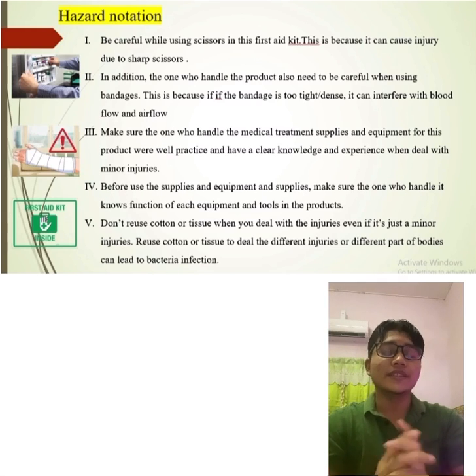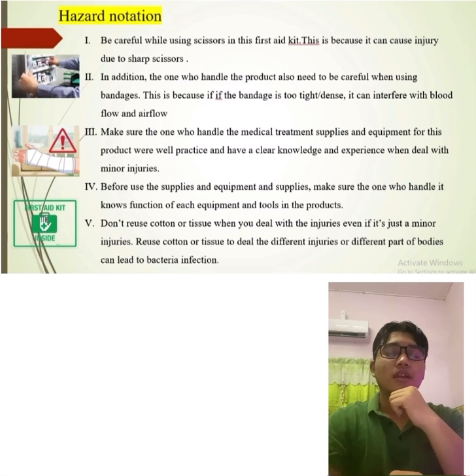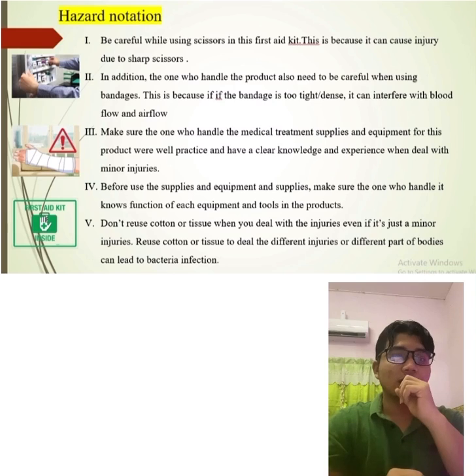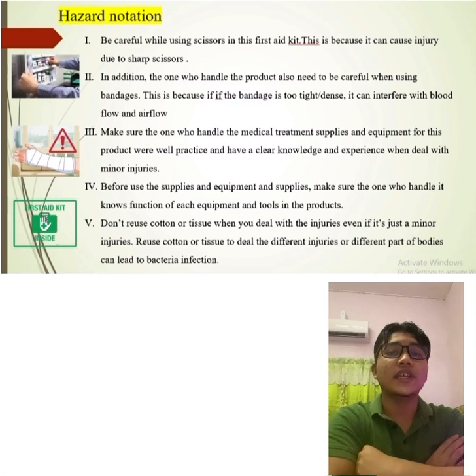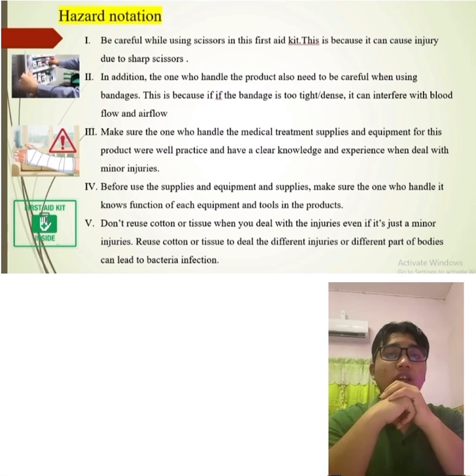So it's now my turn to present my part in our product discussion kit. So we go to hazard notation. So first, be careful while using scissors in the first aid kit. This is because it can cause injury due to sharp scissors.